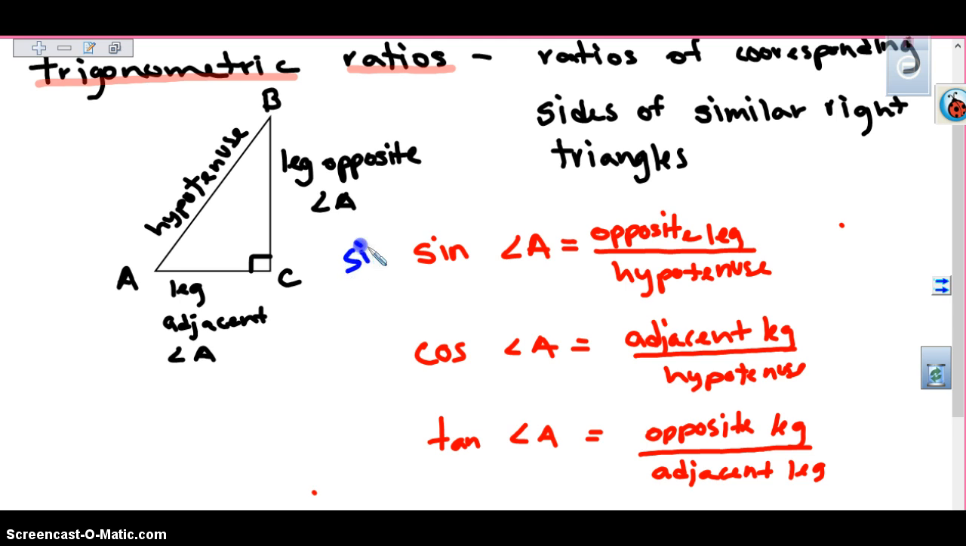So this would be sine, cosine, and tangent. They've been abbreviated here in red ink. The sine of angle A is equal to the opposite leg divided by the hypotenuse. The cosine of angle A is equal to the adjacent leg over the hypotenuse, and the tangent is equal to the opposite leg divided by the adjacent leg.